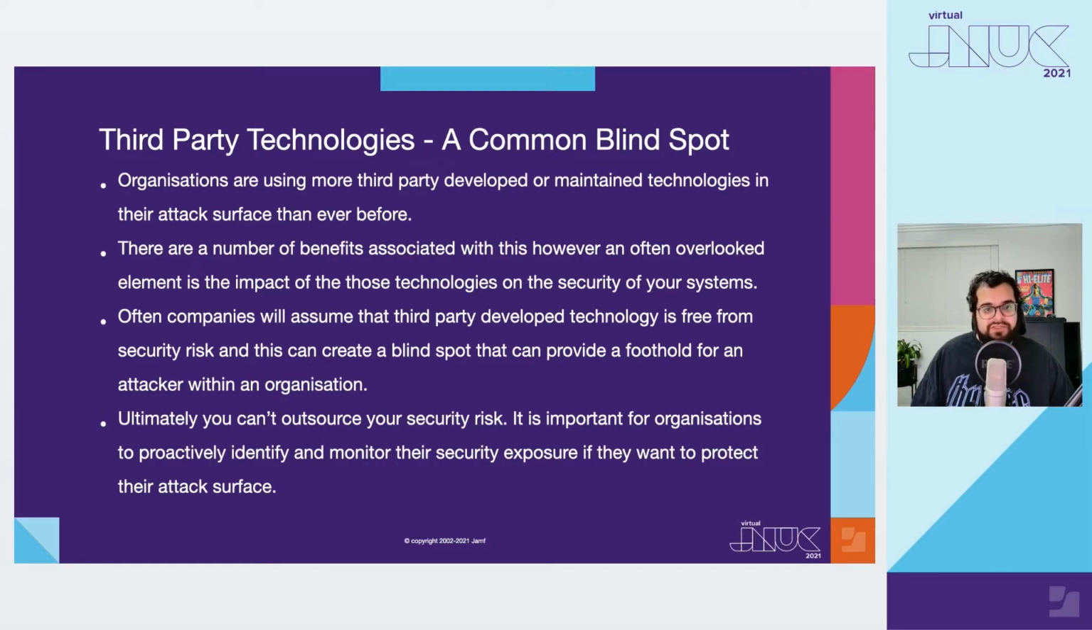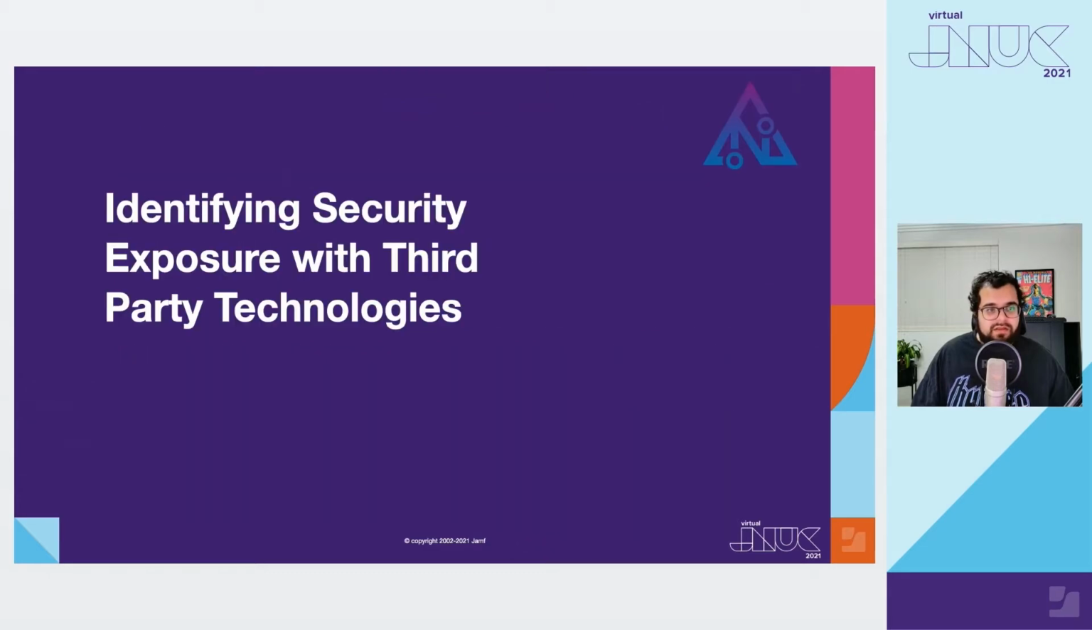Often companies will assume that third-party technology is free from security risk, and this can create a blind spot that can provide a foothold for an attacker within an organization. Ultimately, you can't outsource your security risk, and it's important for organizations to proactively identify and monitor their security exposure if they want to protect their attack surface. So how do we identify security exposure with third-party technologies?